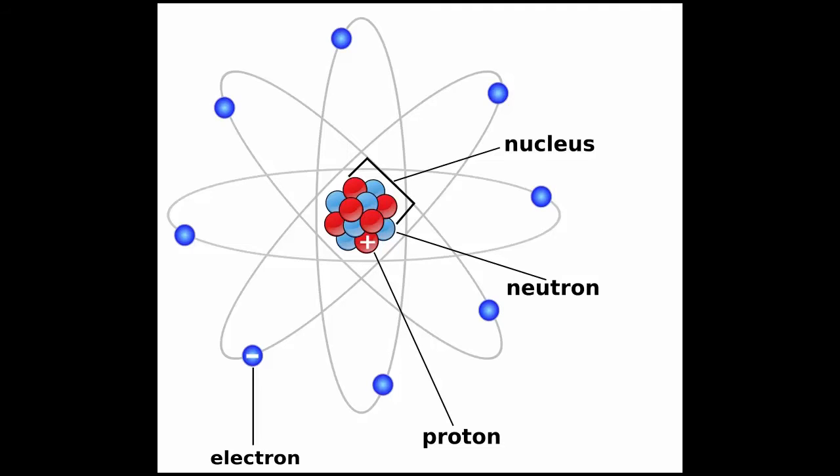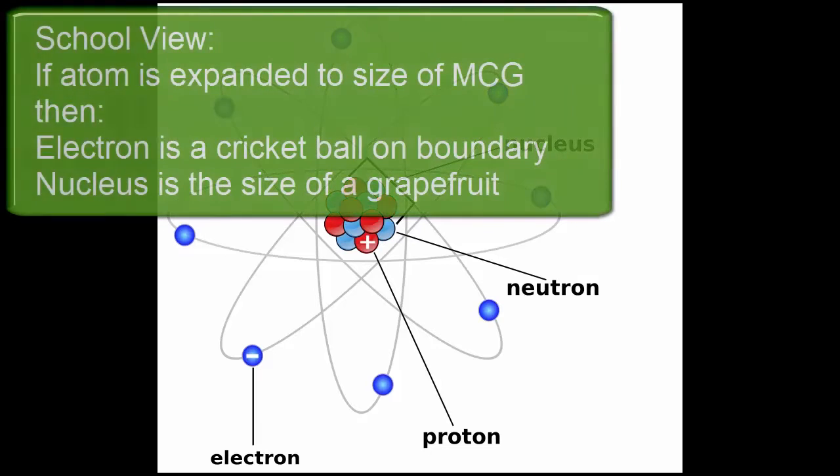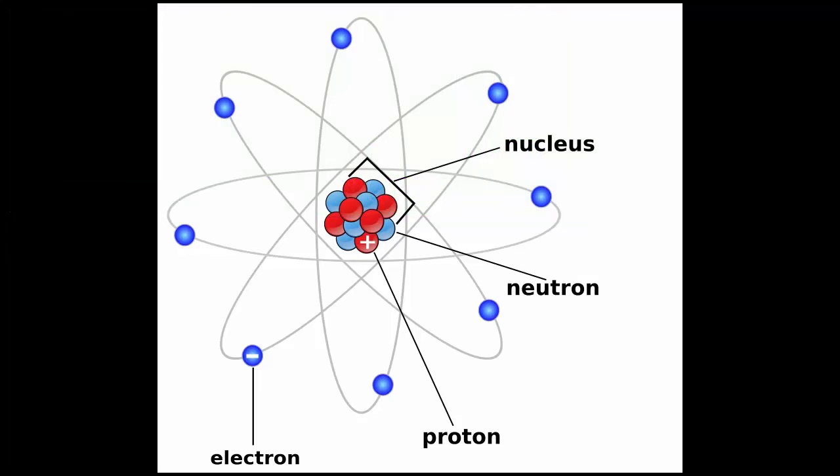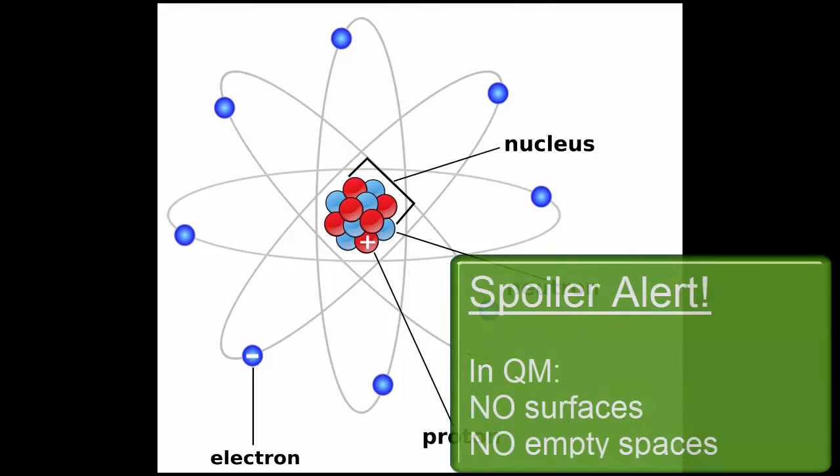Now the view is that the electron is about the size of a cricket ball on the outside of the MCG, and the nucleus is the size of a grapefruit. Now, spoiler alert, of course, from quantum mechanics, is that there are no surfaces in quantum mechanics, and indeed there's no large empty spaces, but that's a spoiler alert for later on.